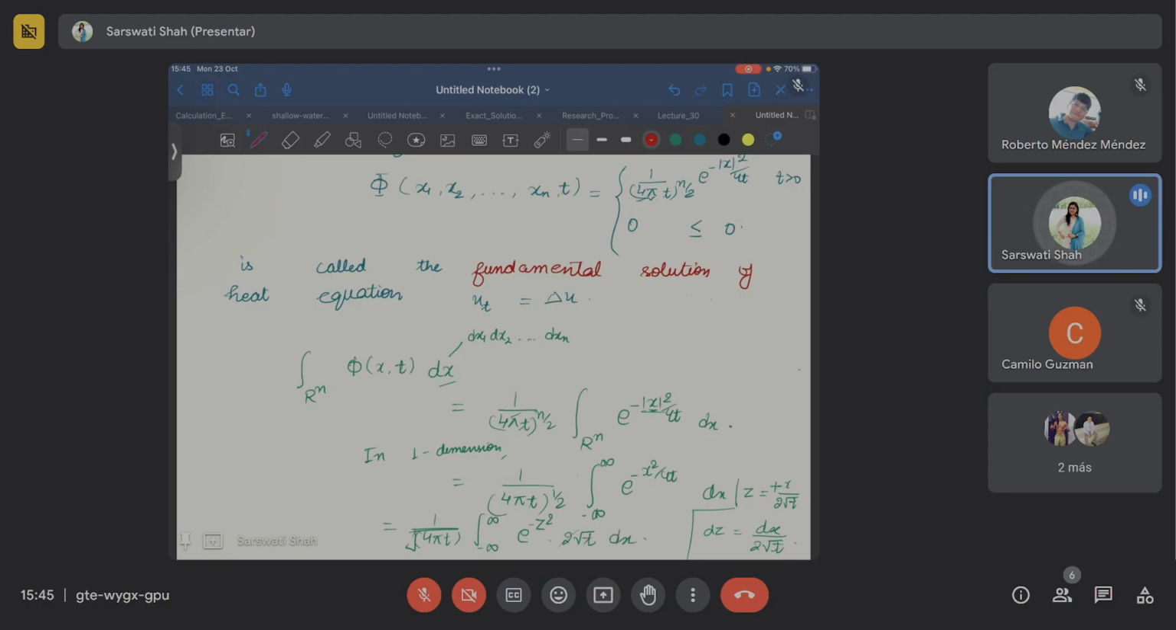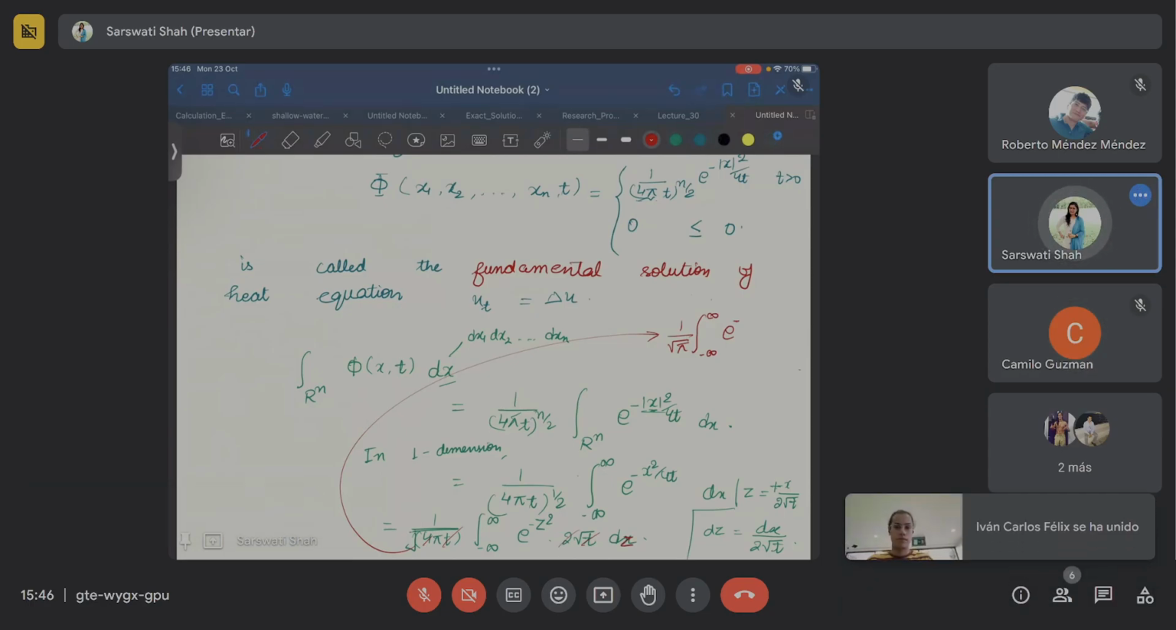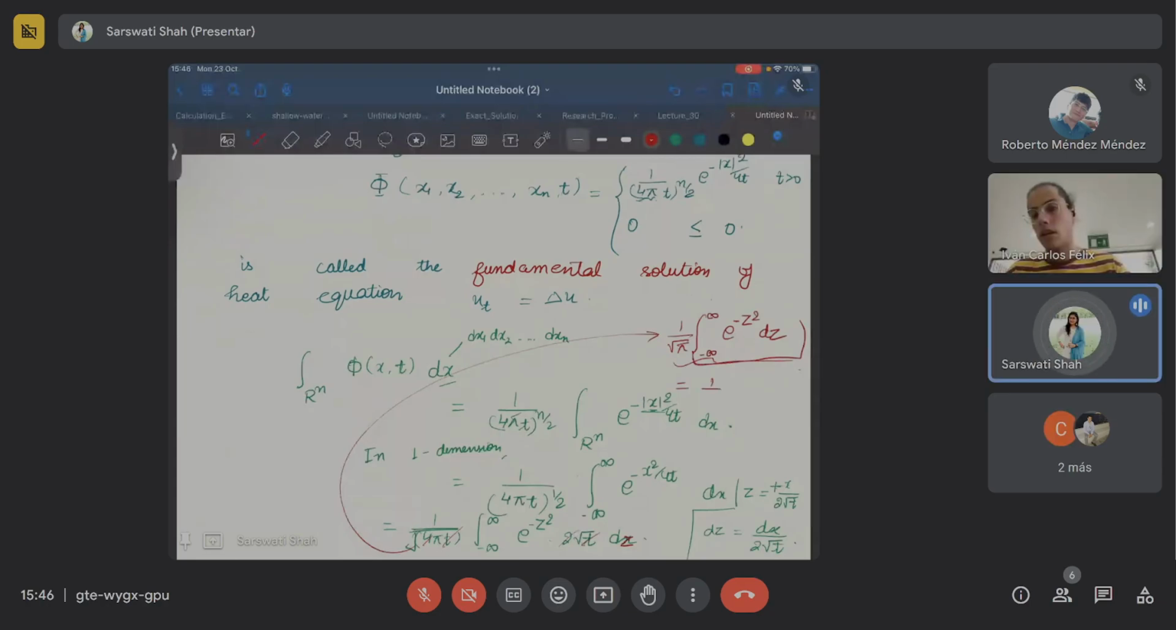Now you can see that this 2 will be cancelled out, this 2 and this root t. So it will be simply, I'm writing here, 1 over square root of pi, integration from minus infinity to plus infinity of e to the power minus z square dz. What is the value of this integral? Does anyone know what is the value of this integral? It's square root of pi over 2.